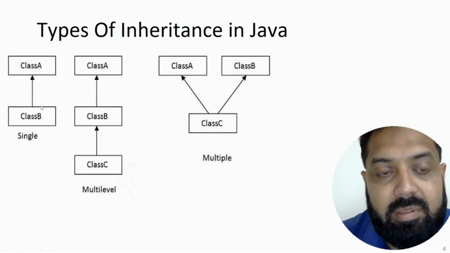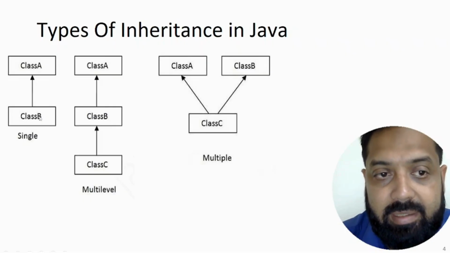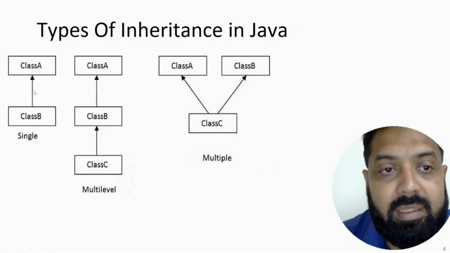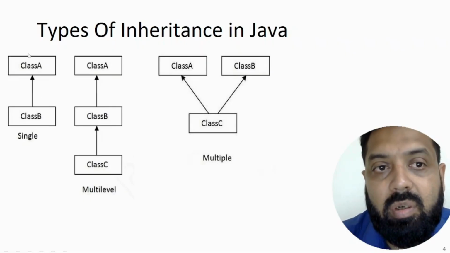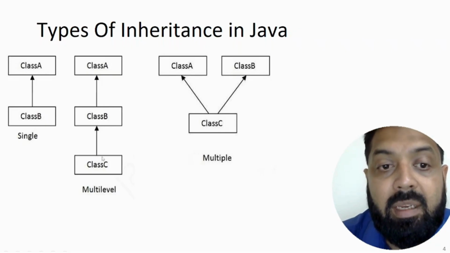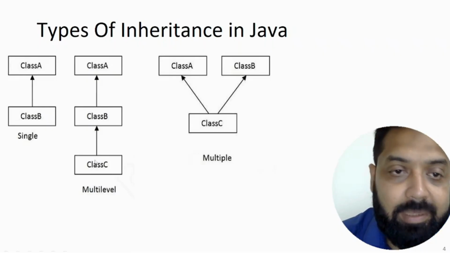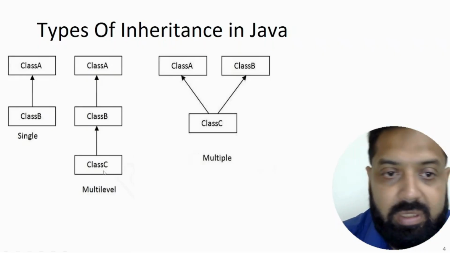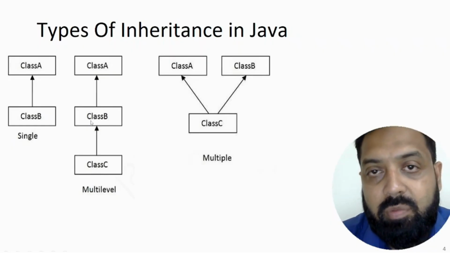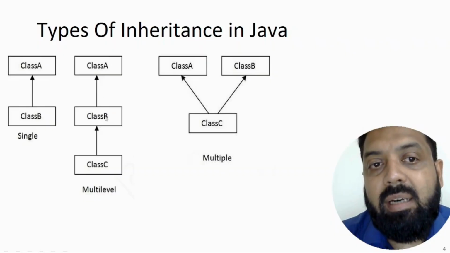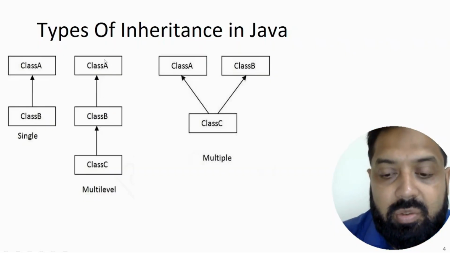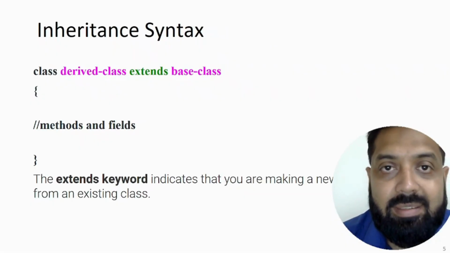In single inheritance we have just one child class, that is class B, that inherits attributes or functions from the parent class, that is class A. In multi-level we have a chain type of dependencies among the classes. For example, class C takes attributes of class B, while class B takes attributes of class A. Okay, so let's move toward the syntax.